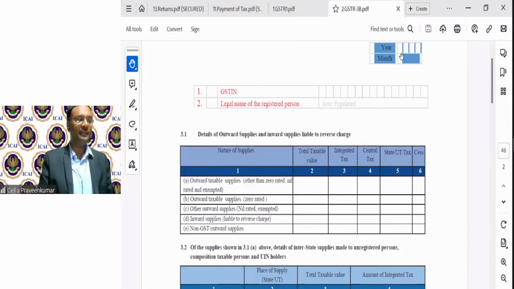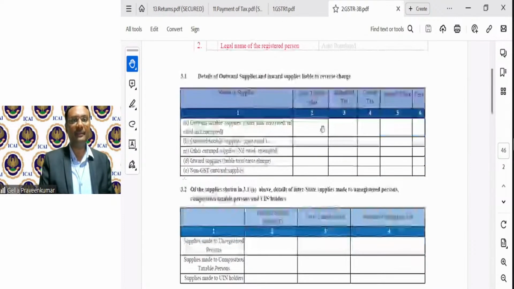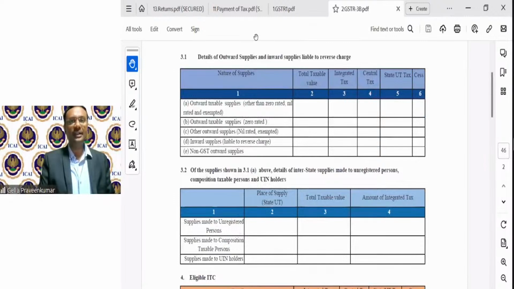GSTR-3B is a return for payment of taxes. Here, table number 3.1, details of outward supplies and inward supplies liable to reverse charge. I show outward supply, that is compulsory, and my inward supply on which I am liable to pay RCM.